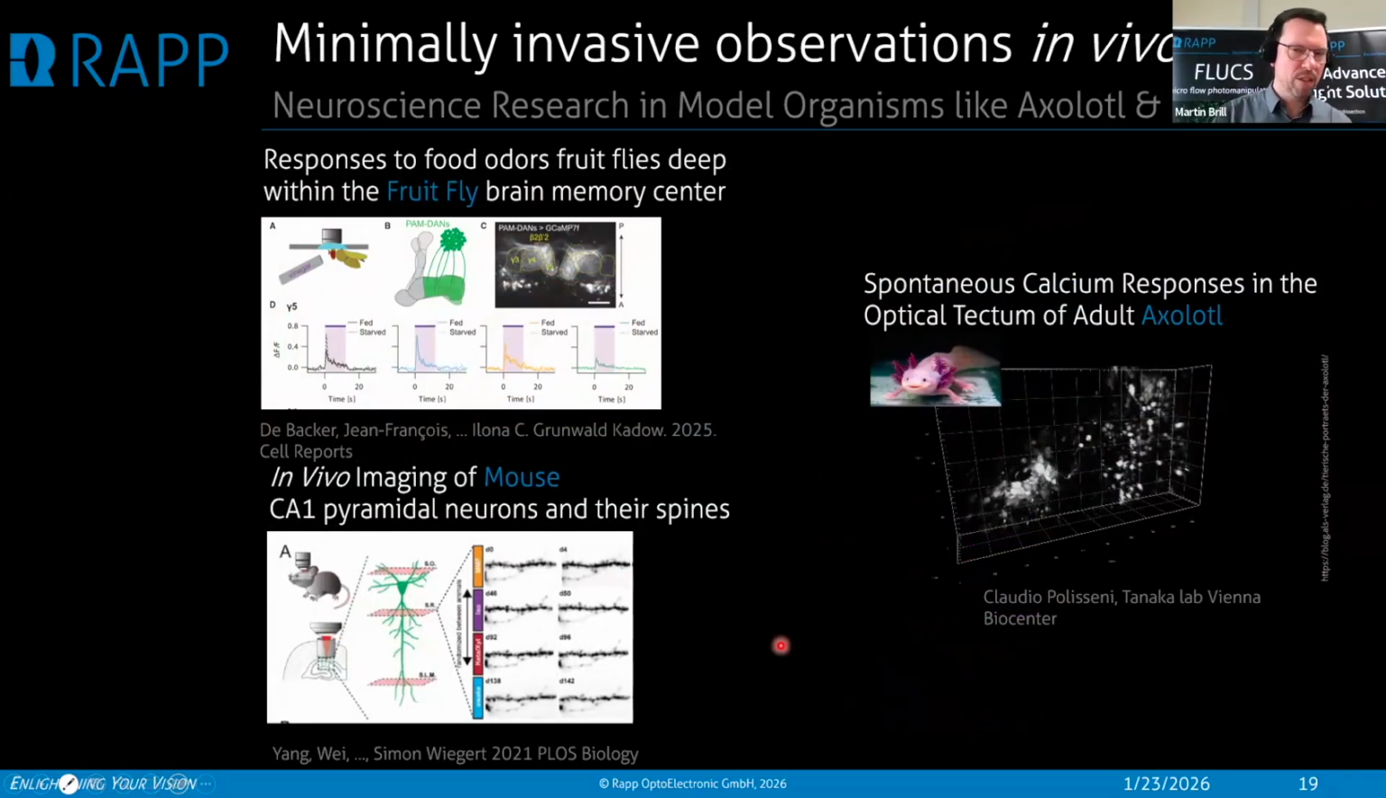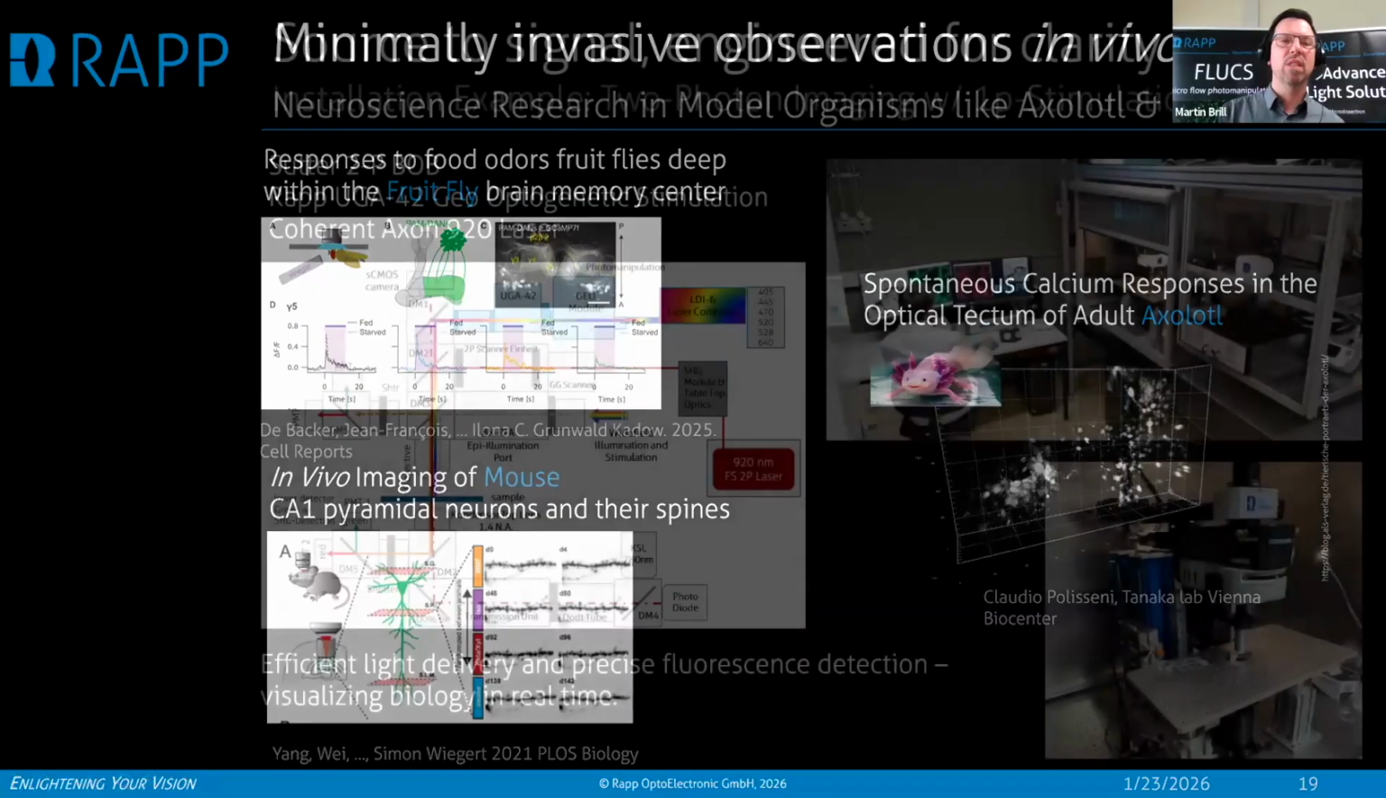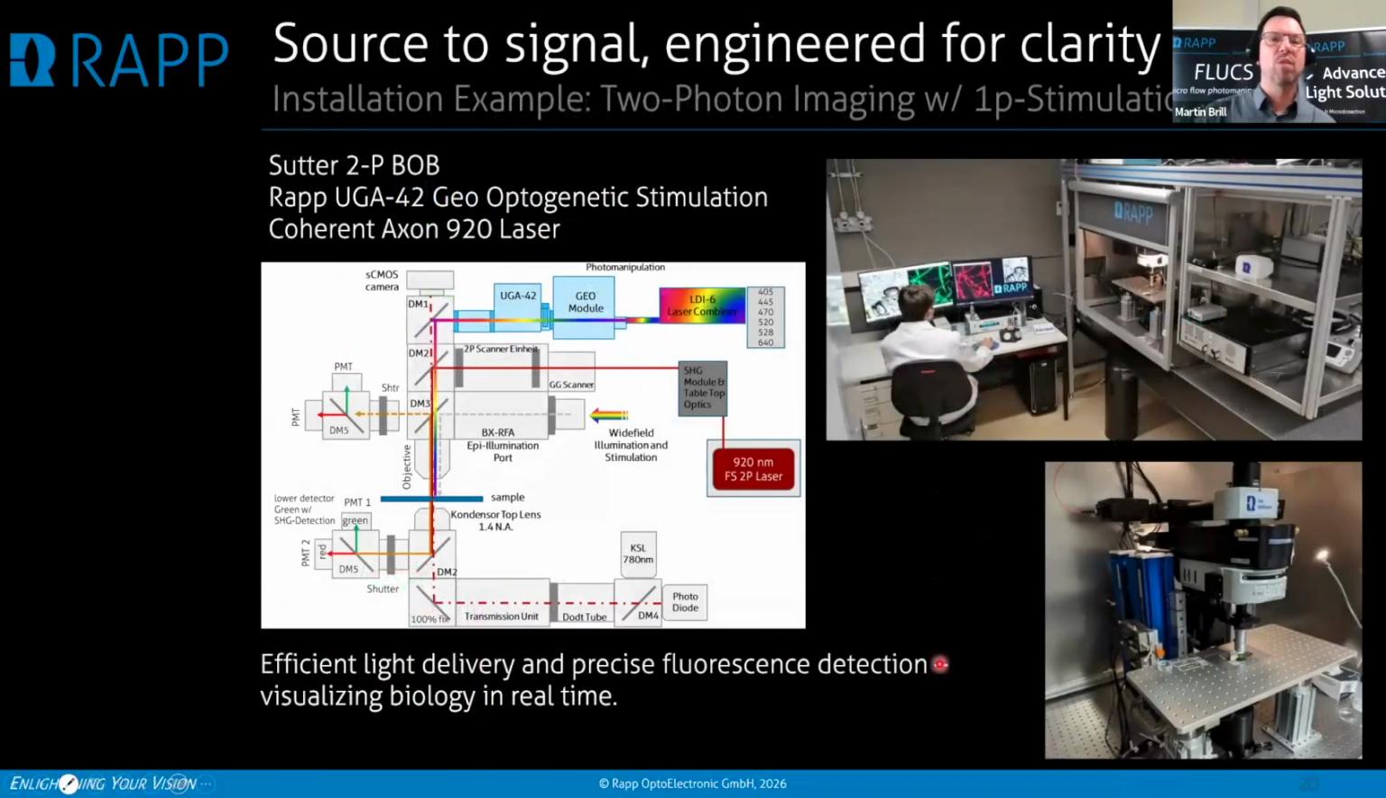What does this have to do with photomanipulation? Of course, we can add our photomanipulation devices. I already showed you our beam pass. Now it's getting a bit more complicated. So we are actually also resellers for Shutter microscopes, and we provide customized 2-photon microscopes. So from the shelf to the table, microscope, computer, everything.